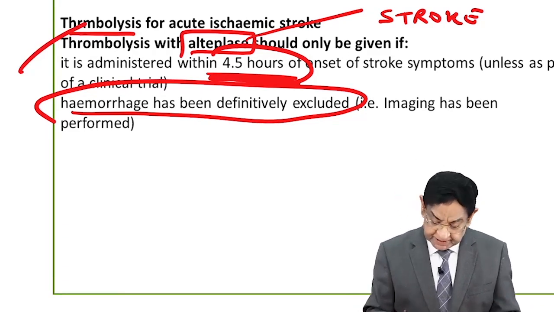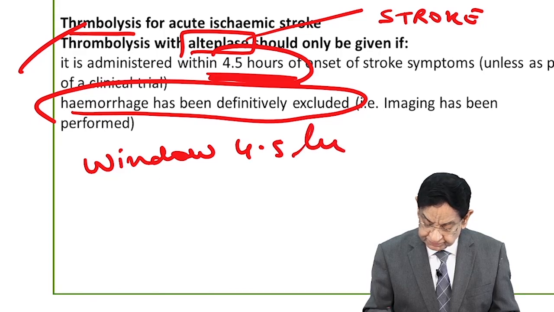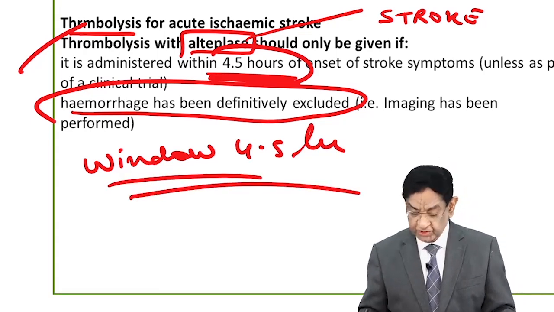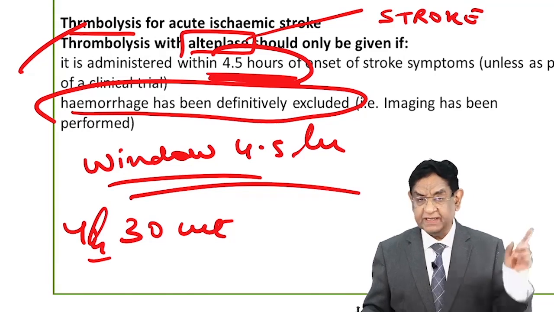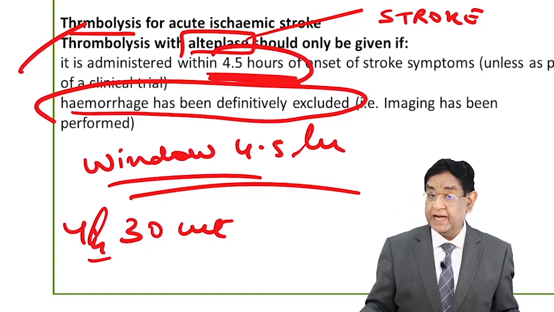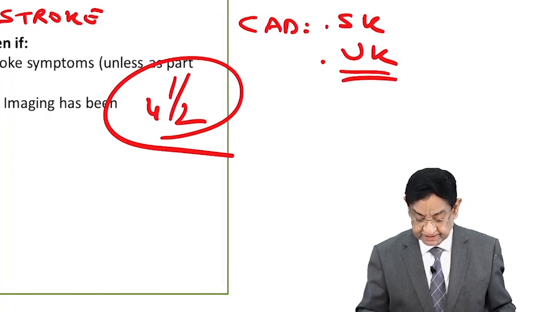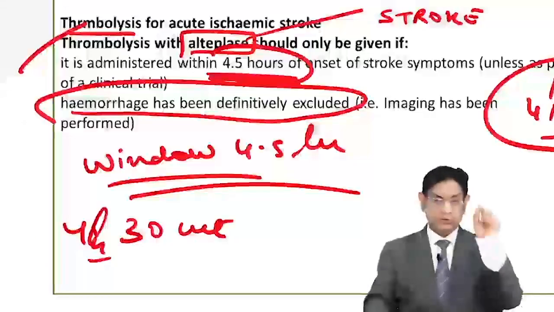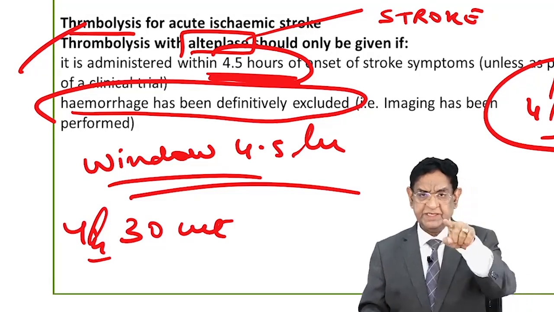The window period is only 4.5 hours. Okay, 4 hours and 30 minutes to be more precise. 4.5 doesn't mean 4 hours and 50 minutes. No, it's 4.5 hours. So, thrombolysis within 4.5 hours, CT scan says ischemia.